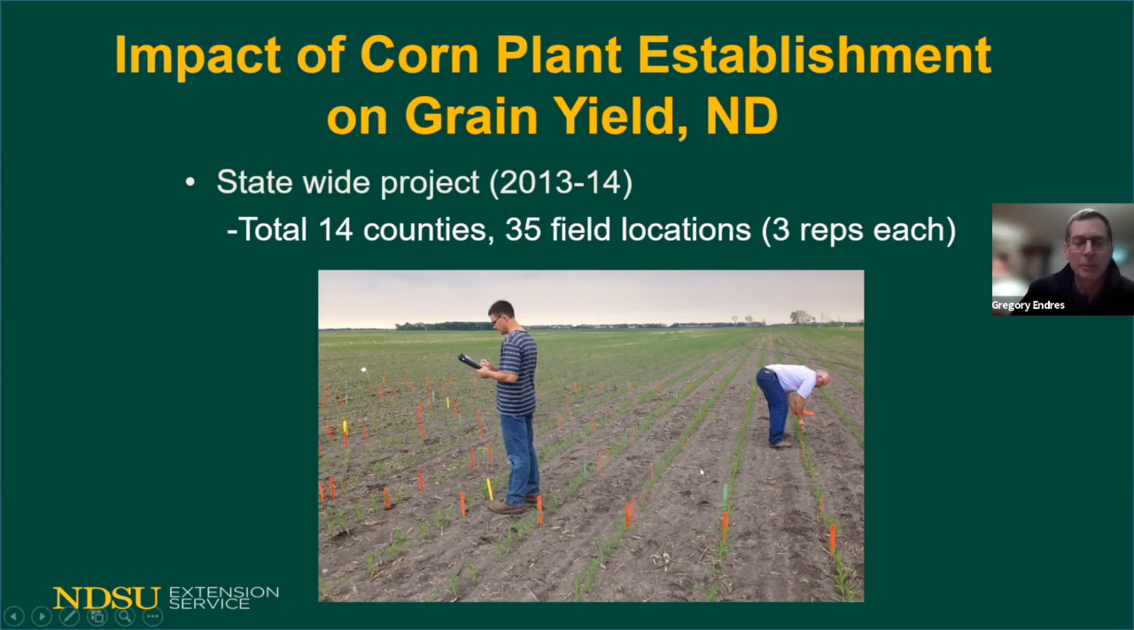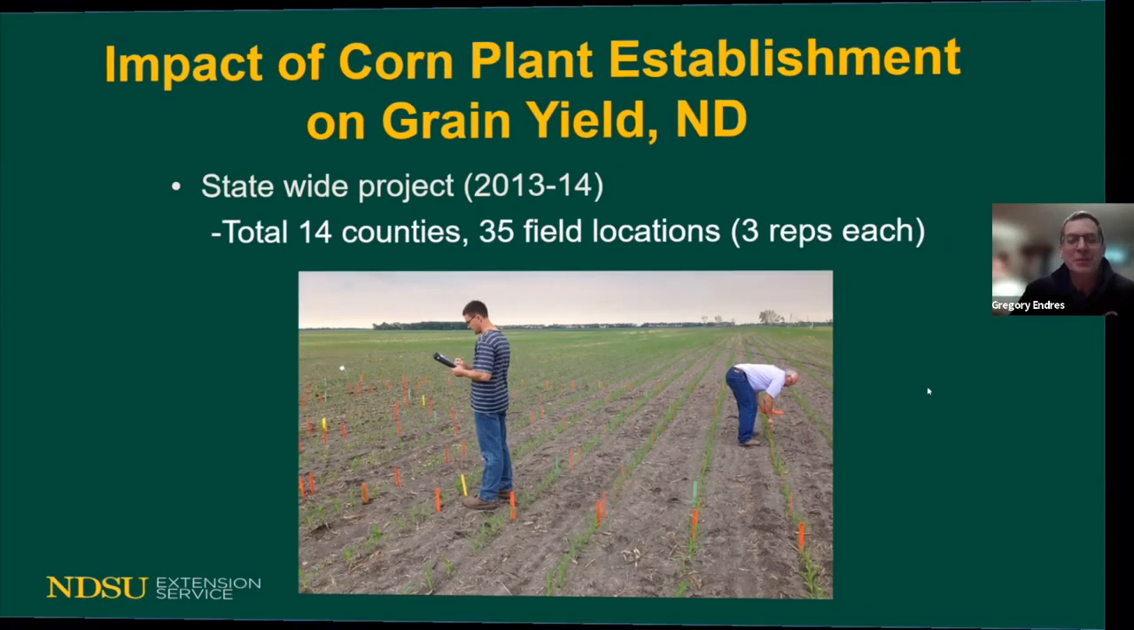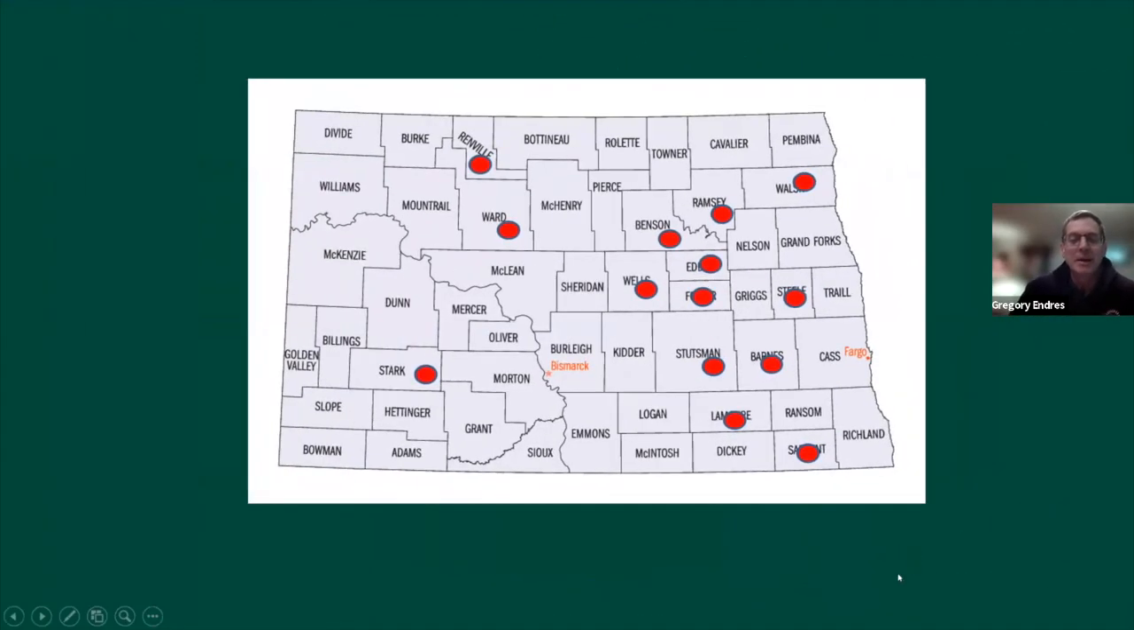This is a picture of a couple of the extension agents I worked with. They're very enthusiastic about this. It was a very good learning process, plus generating data to share with audiences. Both these guys are not with Extension anymore. We must have worked them too hard, but we generated some really good data. Here's a map in North Dakota showing the counties where the work was done.